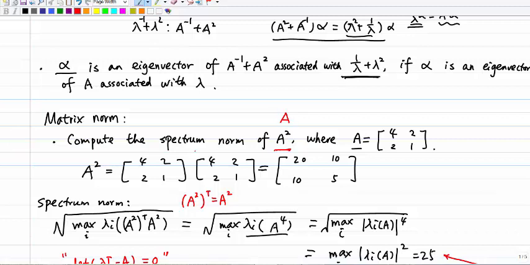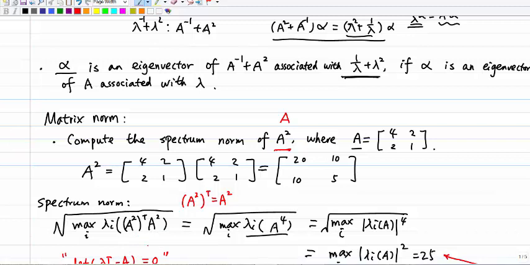To compute the spectral norm of A squared, now we have to compute A squared. So we can do the calculation, just the matrix product. Then the spectral norm is defined as the maximum eigenvalue of the matrix itself transpose times itself. This is the definition of the spectral norm. Of course, you can also do the opposite, A squared times A squared transpose. That's the same. It doesn't change the eigenvalue because the transpose and the matrix itself have the same eigenvalues.